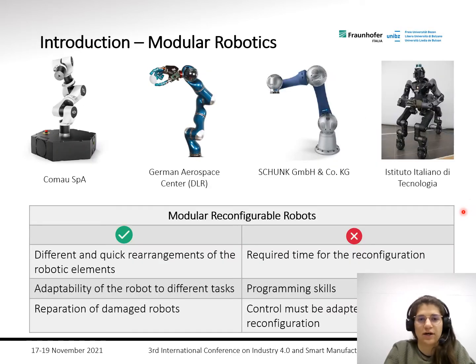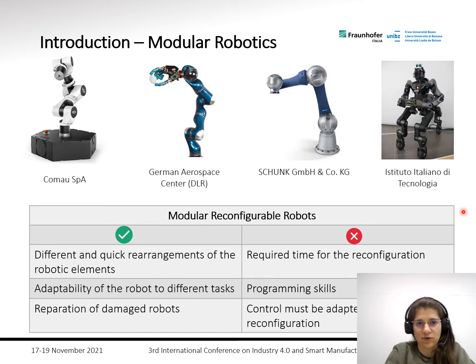I would like to start with this slide by presenting you some main modular robots that we can find, and by pointing out also the difference and the main characteristics of modular robots. First of all, what do we mean by modular robot? A modular robot is a robot that can be composed of different modules that can be assembled together in different order to obtain different configurations.